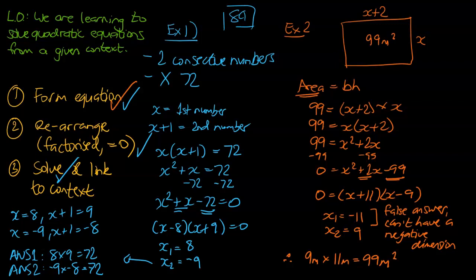So hopefully you found this video useful. Don't forget about our 3 steps. Form the equation, rearrange to make sure they're factorized and equal to 0, and then solve and link to context and answer that question.